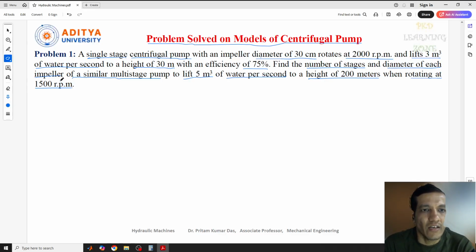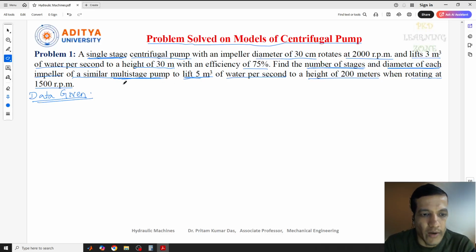That means one single stage pump is given, and another one, a multi-stage centrifugal pump, and for each, data are given. So we need to make the single stage pump and the multi-stage similar pump similar, and find out the number of stages and the diameter of each impeller. So first of all, let's identify the data given in this question, then we'll try to solve it. Data given.